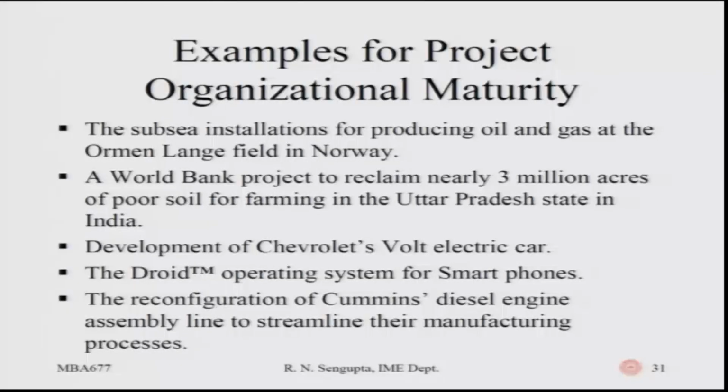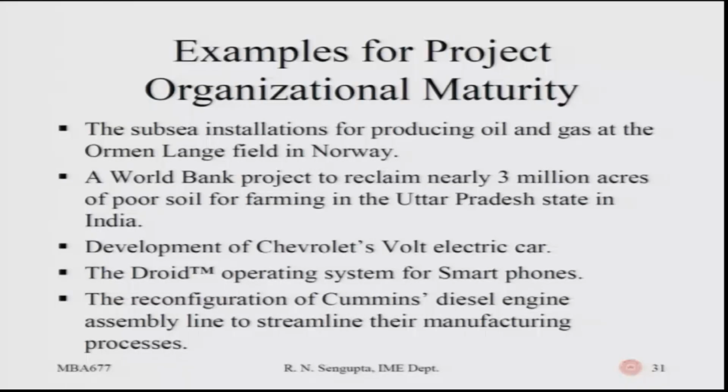A World Bank project, to consider the next example, a World Bank project to reclaim nearly 3 million acres of poor soil for farming in the Uttar Pradesh state in India, was also given as a very good example in many of the books as an example for project organization maturity, and how it can be implemented.